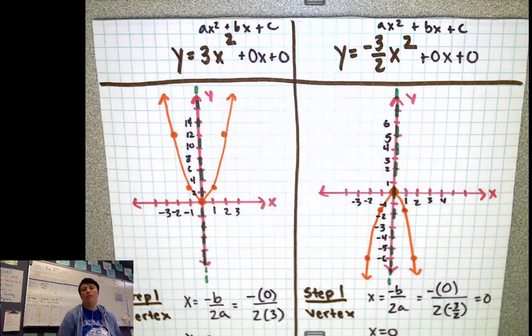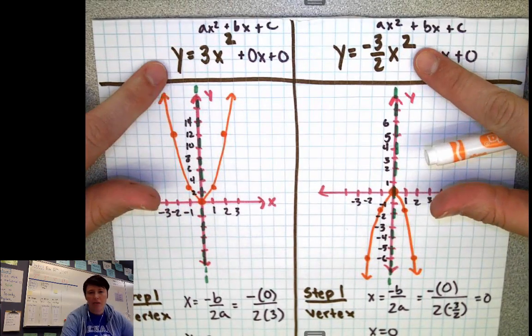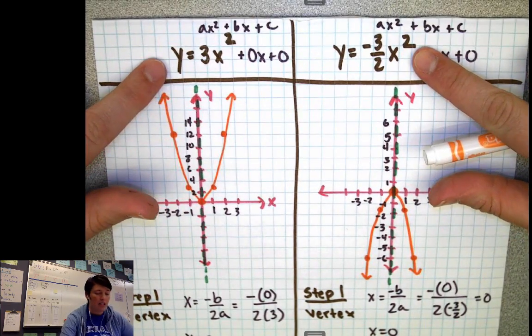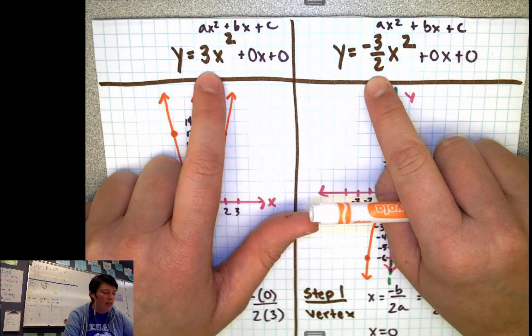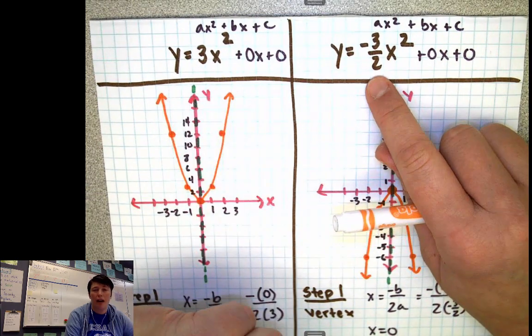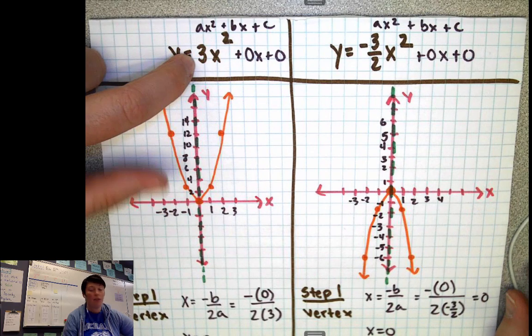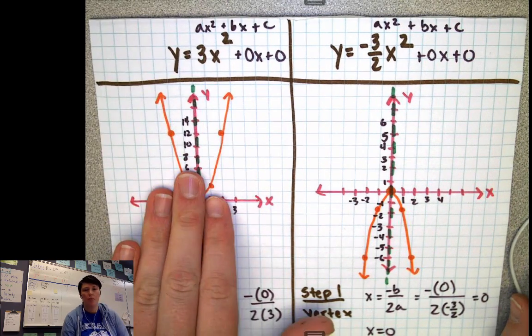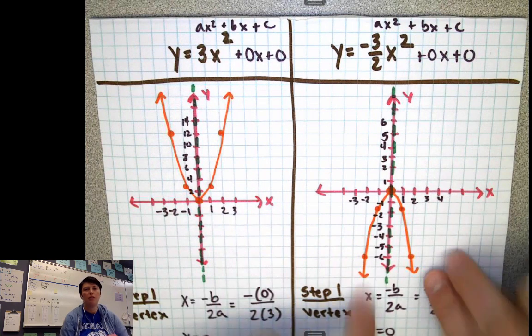Well, here's what it has to do with. If you look carefully at our two equations, they were very similar to each other. The only difference really is that the a coefficient, the number that's in front of the x squared, over here it was a +3, over here it was a -3/2. And that is the crucial difference. The positive coefficient points upwards. The negative coefficient points downwards.